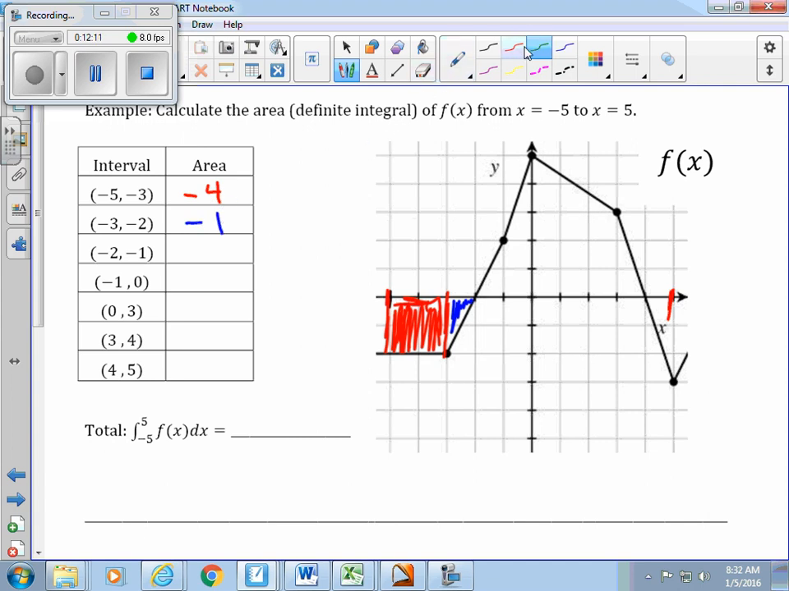Then they have us find the area from -2 to -1. I'm going to ask why one more time, but you've probably gotten the gist. Why are they stopping there?